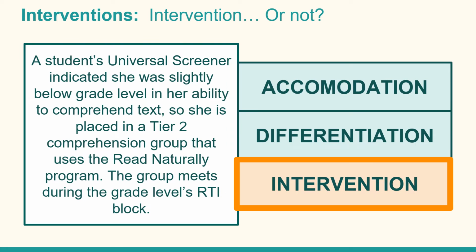This is an example of an intervention because she's still receiving Tier 1 instruction, but in addition to that instruction, she also is provided specific comprehension instruction during a specific intervention block.